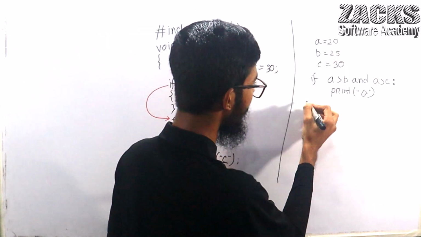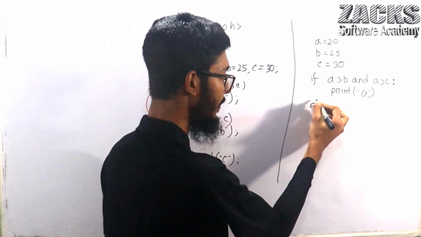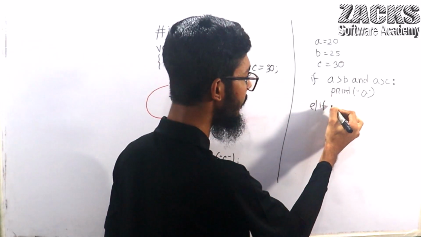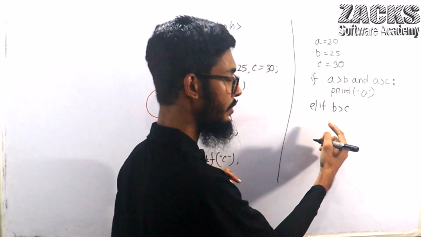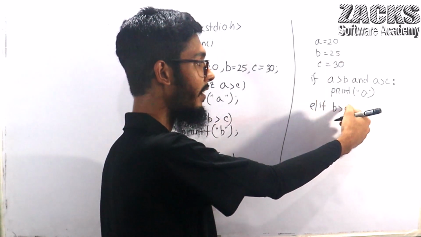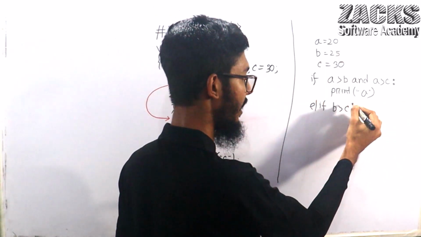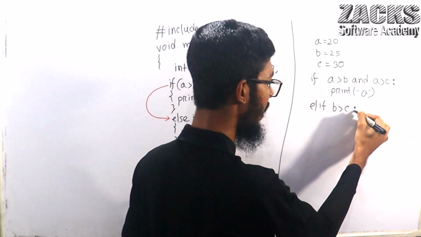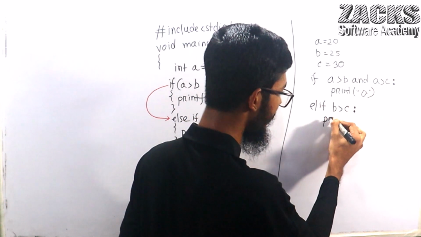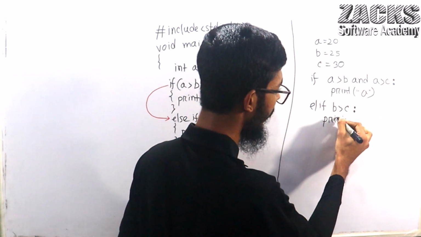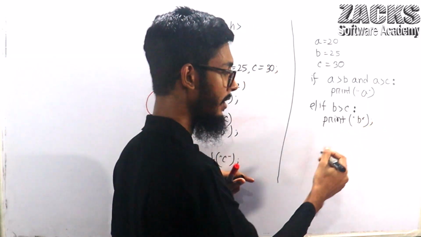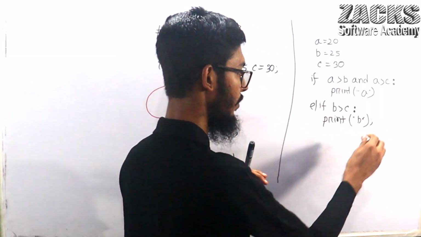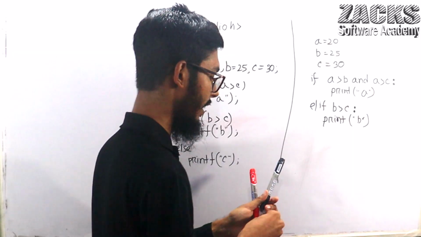Else if: "el" means else, "if" means if, so elif means else if. Else if B is greater than C. No need to write B greater than C and B greater than A, no need to write it this way. Then we can simply print B, or you can write "B is the largest value". No need to write a semicolon here.